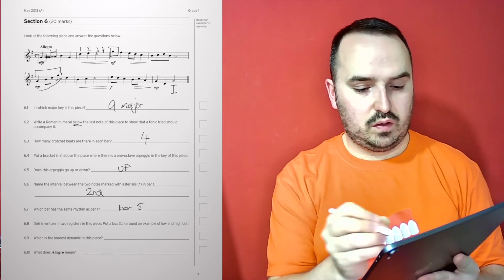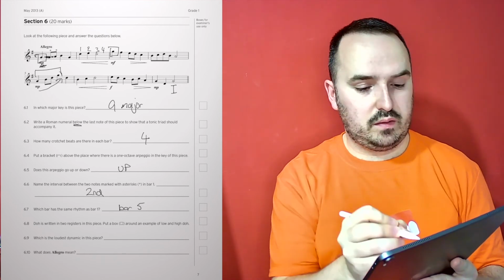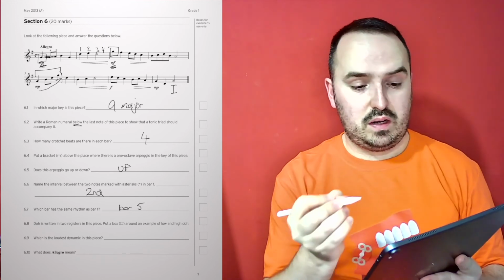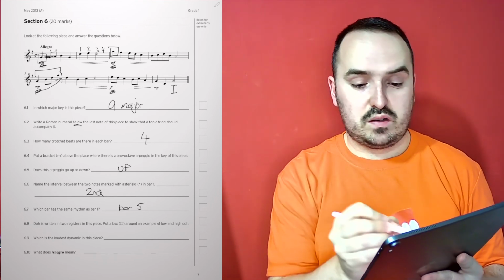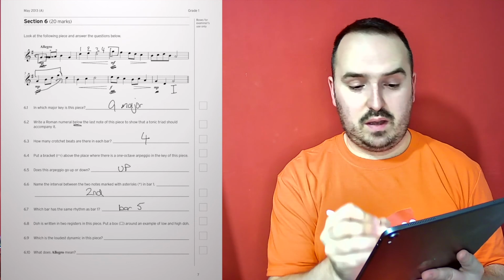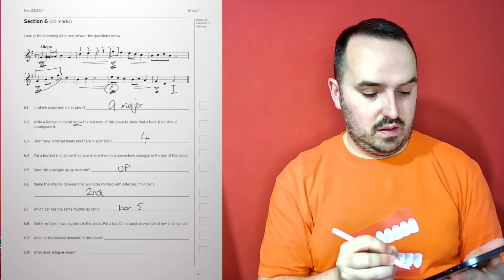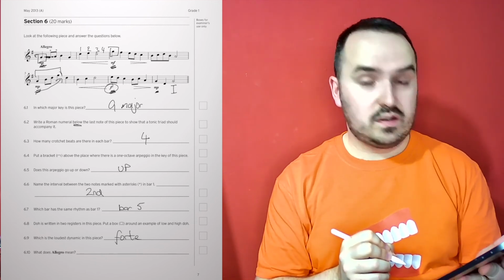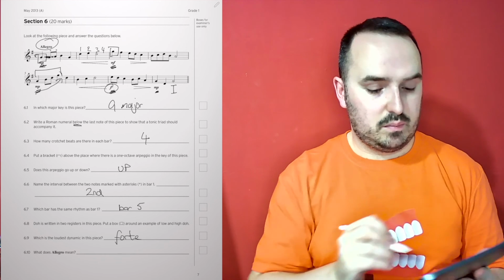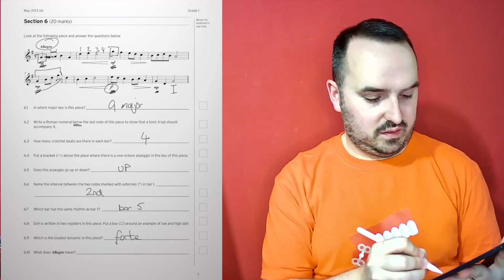What is the loudest dynamic in this piece? So we've got our dynamics here. We've got MP, which is moderately quiet. We've got MF, which is moderately loud. We're back to MP again here. We've got F, which is forte, which is loud, and we've got MP, which is moderately soft. So I would say forte is our loudest dynamic. Number 10, what does allegro mean? Allegro is our marking up here, and if we know our terms, allegro is fast.